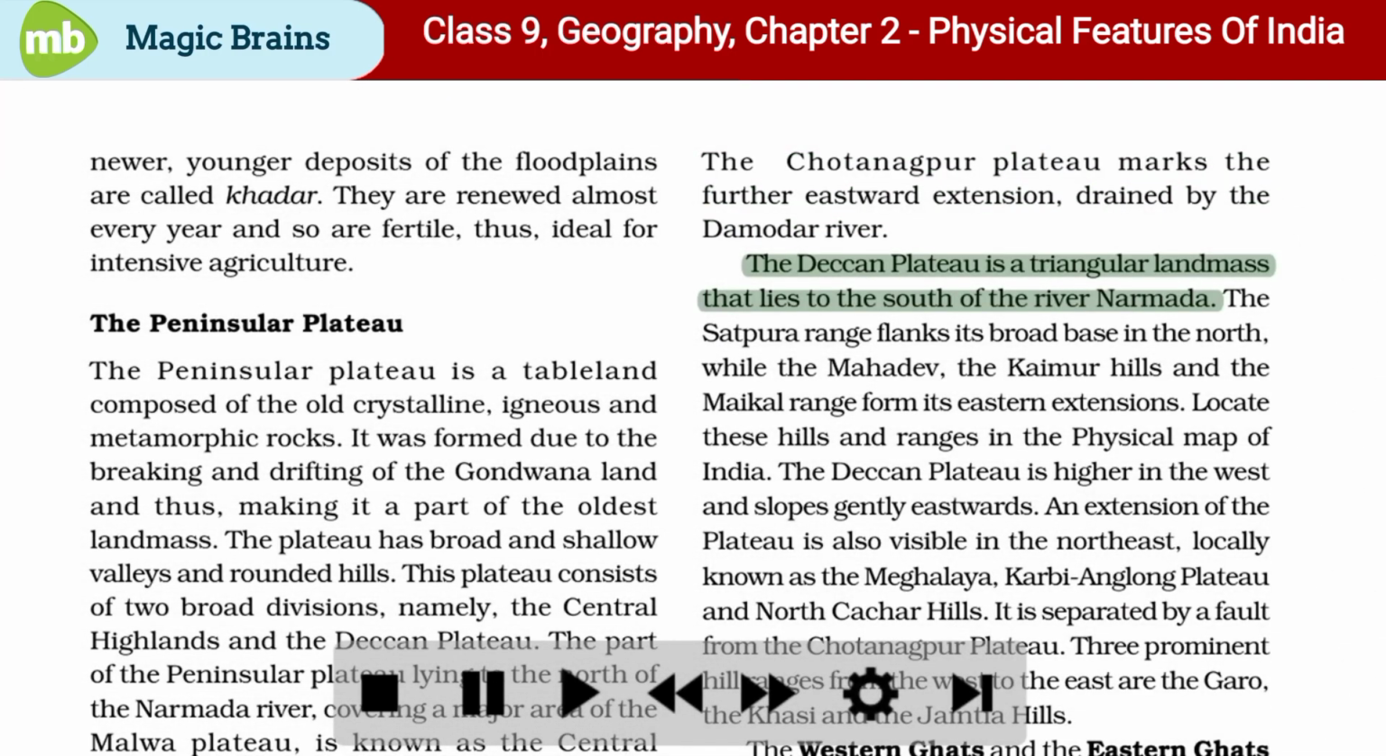The Deccan Plateau is a triangular landmass that lies to the south of the river Narmada. The Satpura Range flanks its broad base in the north, while the Mahadev, the Kaimur Hills and the Maikal Range form its eastern extensions. Locate these hills and ranges in the physical map of India. The Deccan Plateau is higher in the west and slopes gently eastwards.